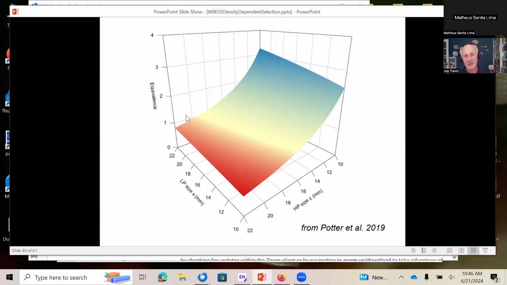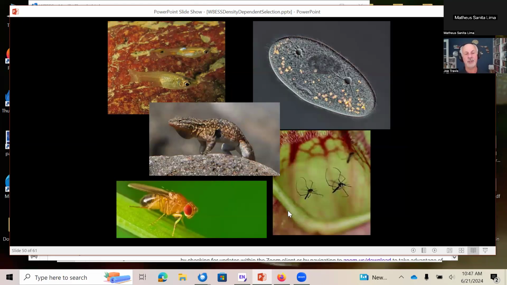notice that when we start moving away from the ridiculous extremes, the plane that describes equivalence is almost always above one. And the only time it's really below one, that is to say, the high predation guppy is the better competitor, is really for very large high predation guppies and small to moderate low predation guppies. In other words, most of the time, over most of the range of body sizes, the low predation guppies are much stronger competitors than the high predation guppies. So competition is asymmetric.